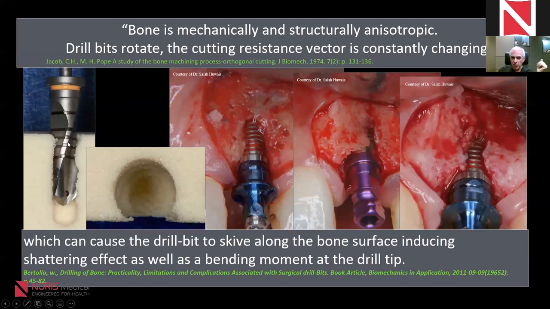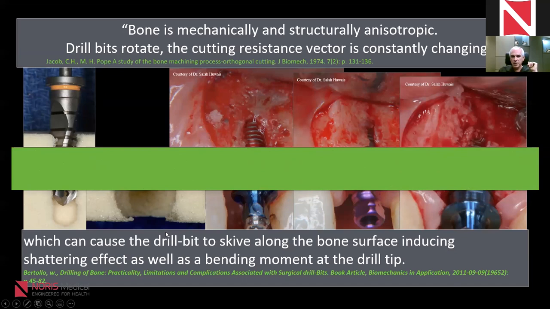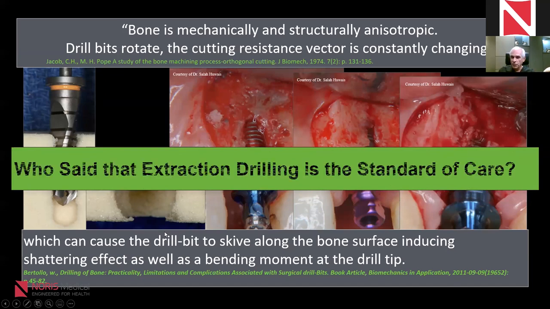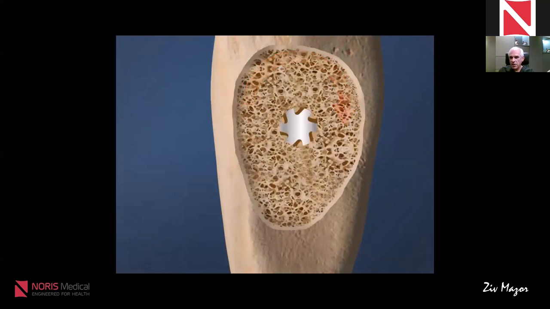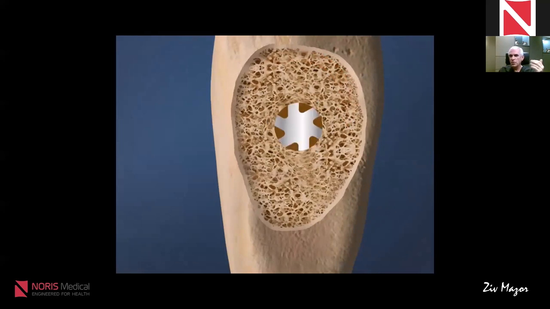If you take a regular standard burr, those burrs, by the way, we define them as barbaric drill bits. But when you take this burr, it will take the bone out and you will end up here with dehiscence or fenestration, as you can see on the clinical slides here. Now, who said that extraction drilling is the standard of care? Nobody, because those drills were taken from the metal industry and from carpentry. Those are not drills that were meant to be used in bone tissue. And basically what I'm practicing today on a regular basis is osseodensification, or maintaining all the bone inside so you will not extract the bone and cause damage.